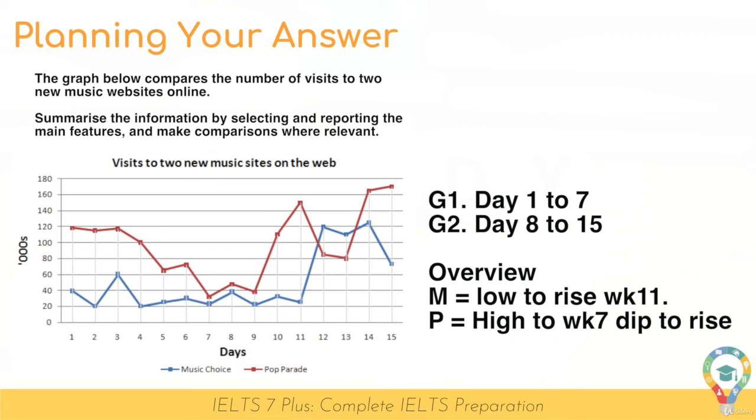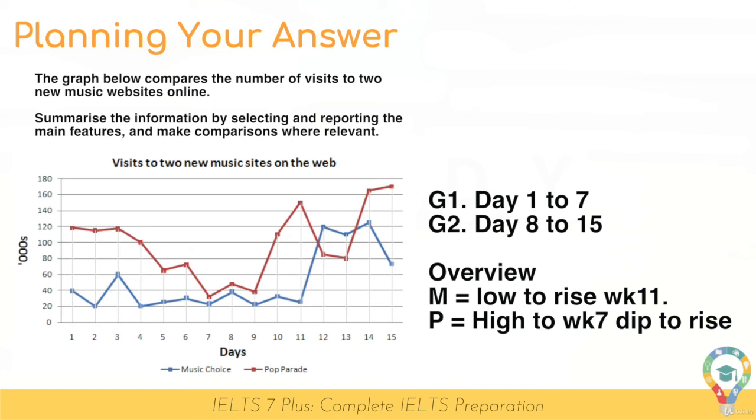So, my first Group 1 is from day 1 to 7, and that will be 1 detailed paragraph. My next group is from day 8 to 15, and that will make another detailed paragraph. I'll be teaching you how to write a short overview paragraph also in the next lesson. But to help plan for that, here in my overview plan, M equals music choice and P equals pop parade. I want to briefly describe in my overview what the main trends are without giving specific data and figures.